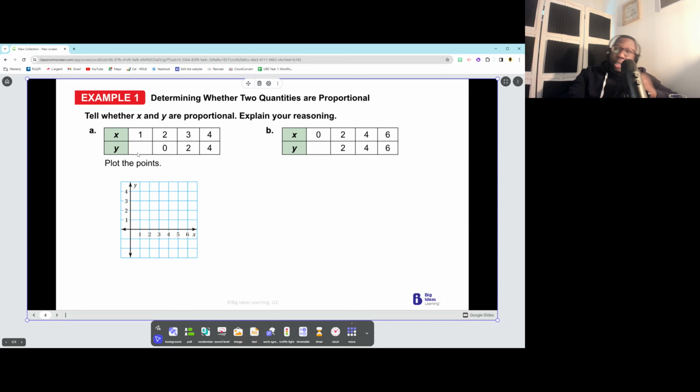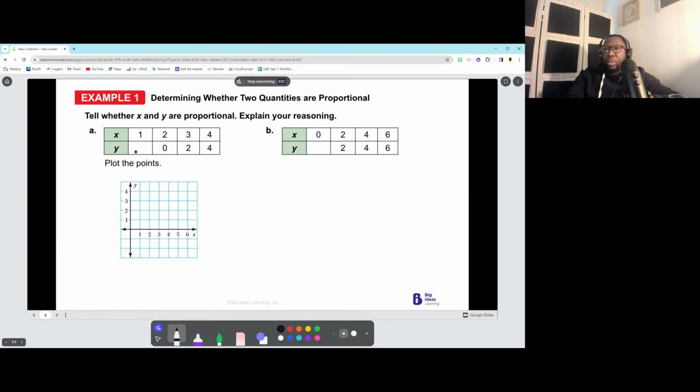Remember that these are not 2 points. This actually should be, let's go ahead and write that number in. I don't know why you're able to see it. This should be -2, and then this should be 0.